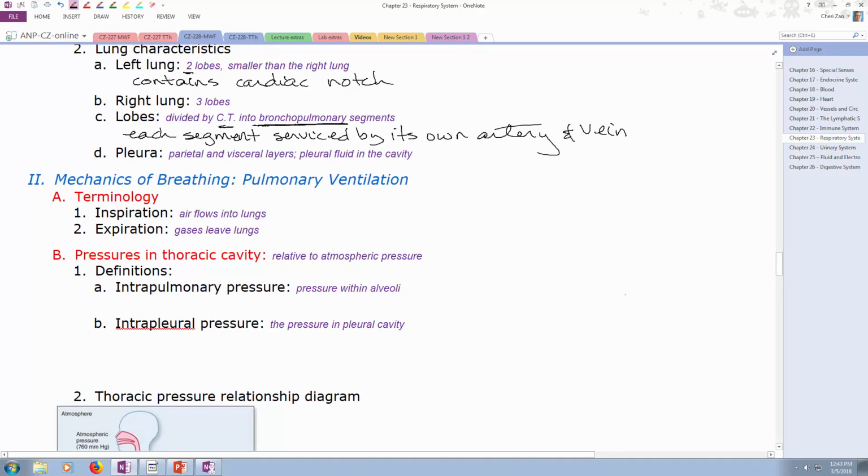Pulmonary ventilation. Ventilation is a movement of air pattern. So pulmonary ventilation. When somebody's on a ventilator, is there gas exchange? Is the ventilator exchanging gas, or what is the ventilator doing? It's moving air. So pulmonary ventilation is air movement.